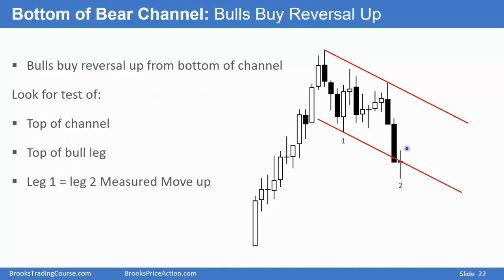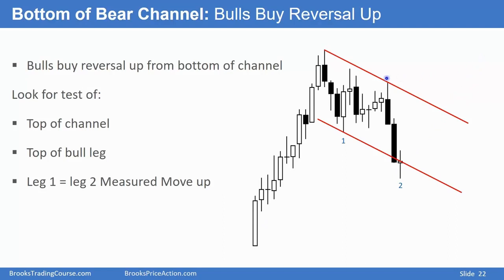Bulls look to buy a reversal up at the bottom of the channel. Therefore, they will place a buy stop to buy just above the high of this bar, because that would be a reversal up from the bottom of the channel. And they hope that will get some kind of a second leg up, maybe leg 1, pullback, leg 2.